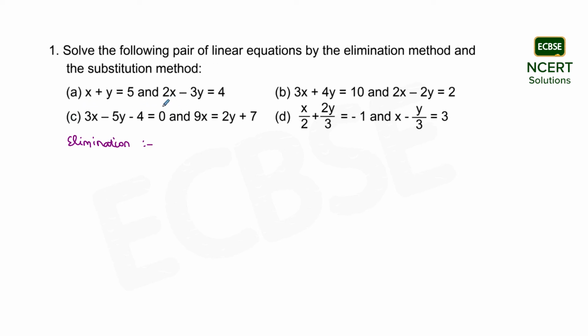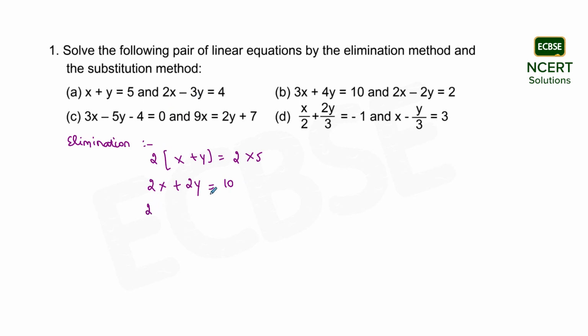So in order to make the coefficient of the variable x the same in both equations, what we will do is multiply both sides of the first equation by the number 2. That is, 2 into (x plus y) is equal to 2 into 5. We multiply both sides by 2 so that it doesn't have an overall effect on the linear equation. So on solving it, it will be 2x plus 2y is equal to 10. Right.